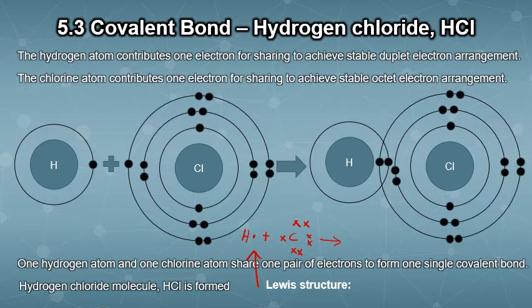Okay, hydrogen contributes 1, chlorine also contributes 1. Okay, so both are stable. Chlorine has a stable octet electron arrangement, while hydrogen has a stable duplet electron arrangement. So this is the Lewis structure. Okay, they share a pair. See, a pair of electrons means a single covalent bond.